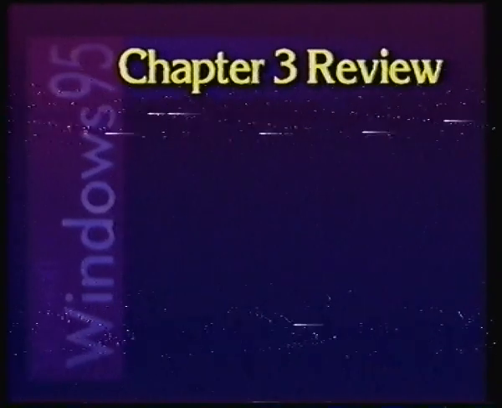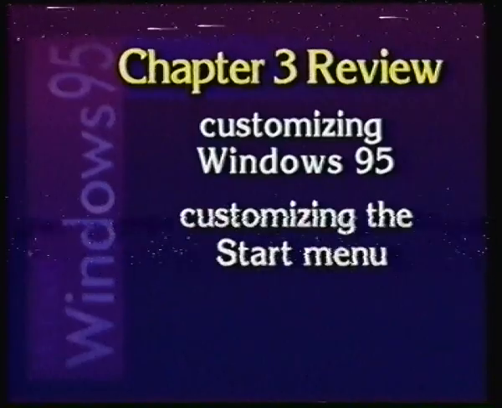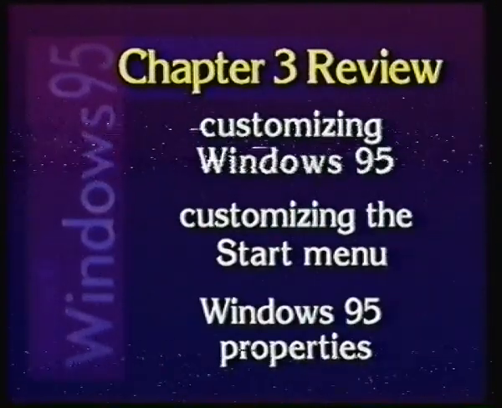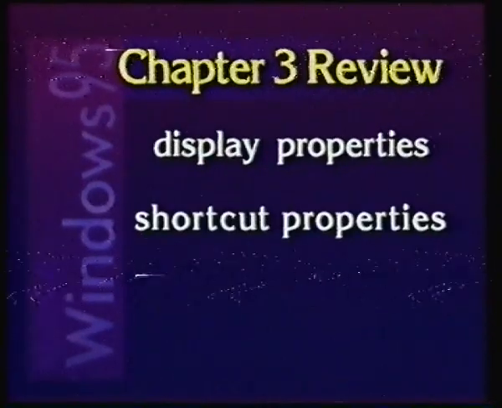Let's review what we've covered in this chapter. We learned to customize Windows 95. We customized the Start menu, then examined some Windows 95 properties. We showed display, shortcut, and mouse properties.